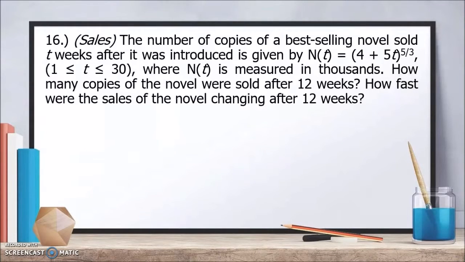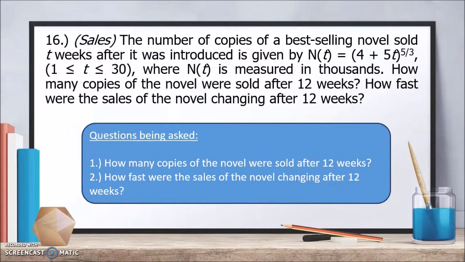So first, let us read the question. The number of copies of a best-selling novel sold t weeks after it was introduced is given by n of t equals 4 plus 5t raised to 5 over 3, where t is greater than or equal to 1, where n of t is measured in thousands. How many copies of the novel were sold after 12 weeks? How fast were the sales of the novel changing after 12 weeks?